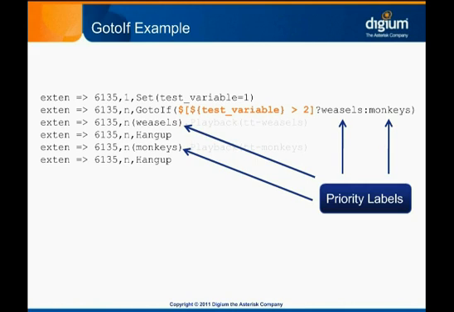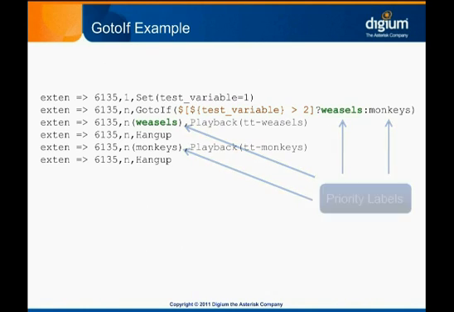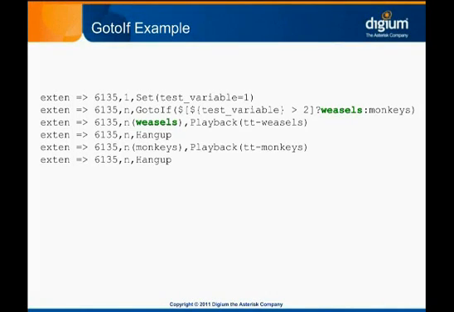The expression evaluates whether the value of TEST_VARIABLE is greater than 2. If true, it will route to the weasels priority. If false, it will route to the priority labeled monkeys. Because we set the value of TEST_VARIABLE to 1, this will evaluate to false. The call is routed to the monkeys priority, where the tt-monkeys sound file is played.